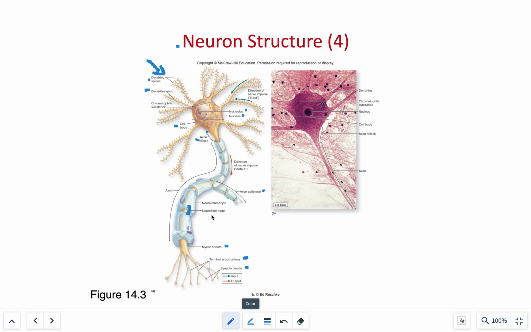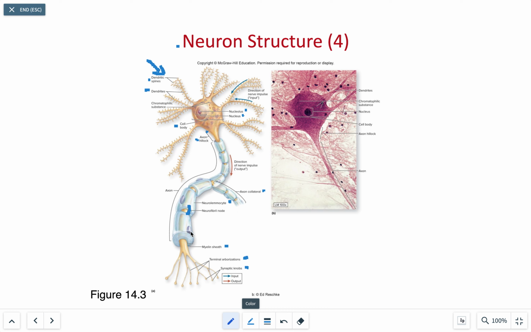At these nodes, a change in voltage occurs across the plasma membrane, and the result is going to be the continued propagation of the nerve impulse along the axon. So this area is very important for changes in voltage. And finally, the last structure on this slide is going to be the neurolemmacyte. The neurolemmacyte is also called the Schwann cell.